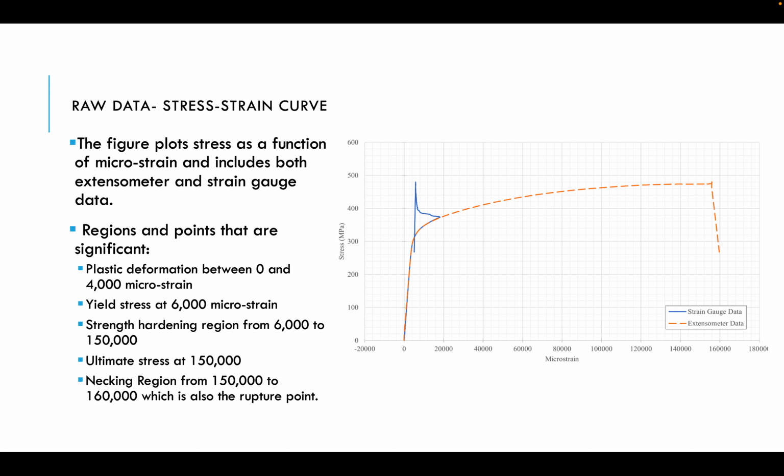The ultimate stress occurs at 150,000 microstrain, which is the maximum stress the material can withstand before it starts to fail. Finally, the necking region occurs from 150,000 to 160,000 microstrain, which is the point where the material starts to narrow and the cross-sectional area decreases rapidly. The end point of this region is also the rupture point, which is the point where the material ultimately fails due to the applied tensile load.